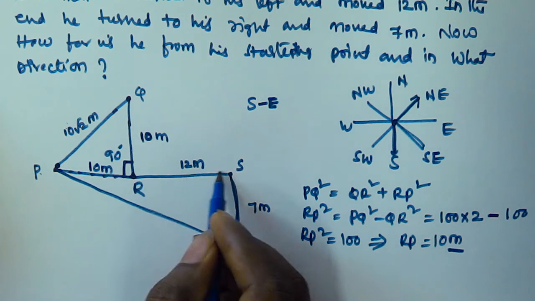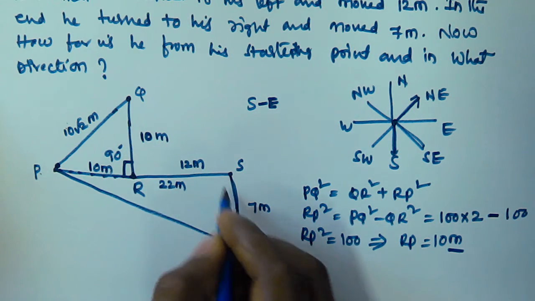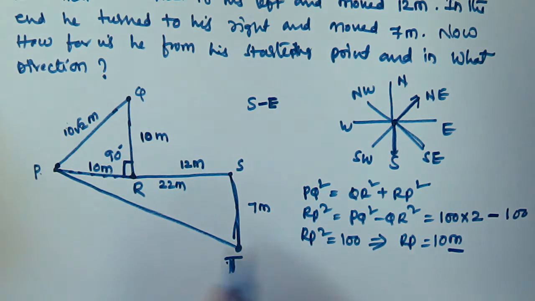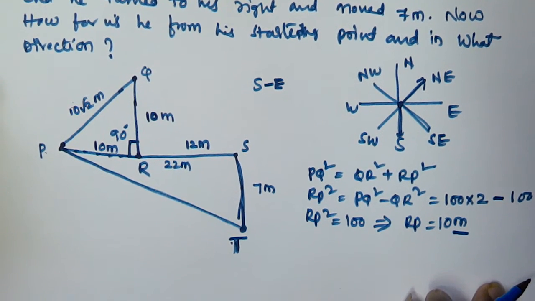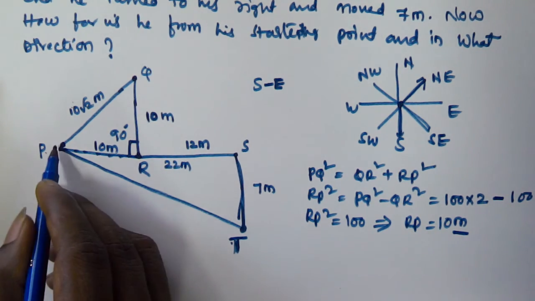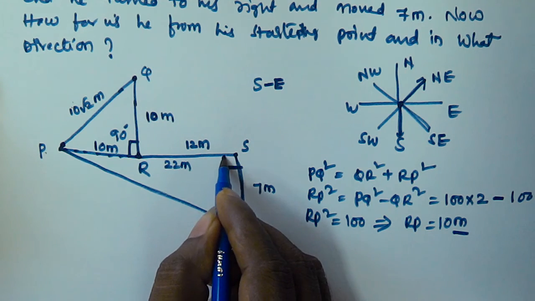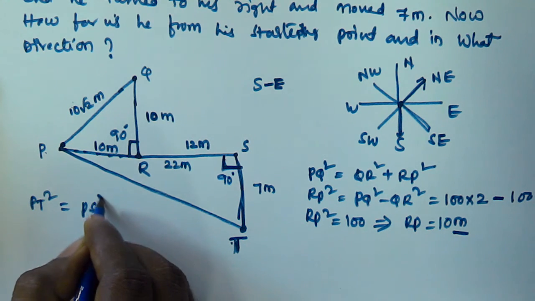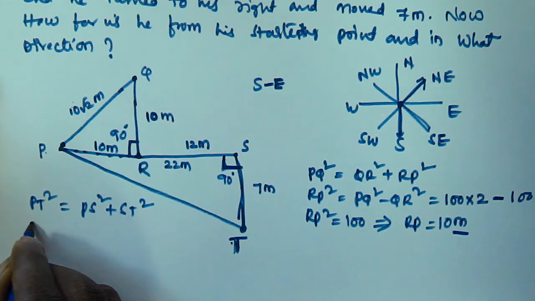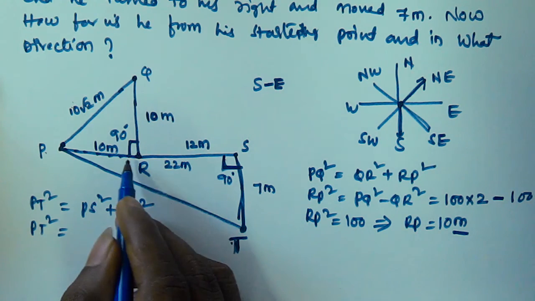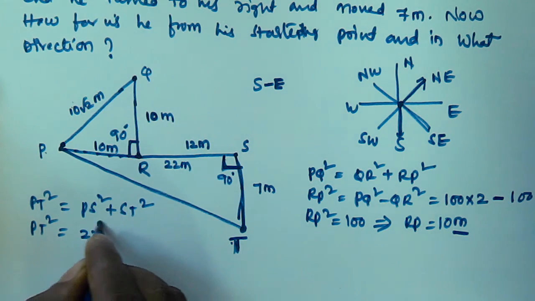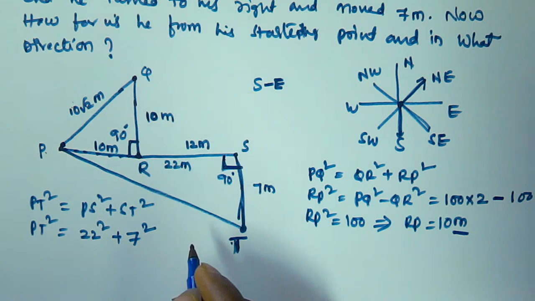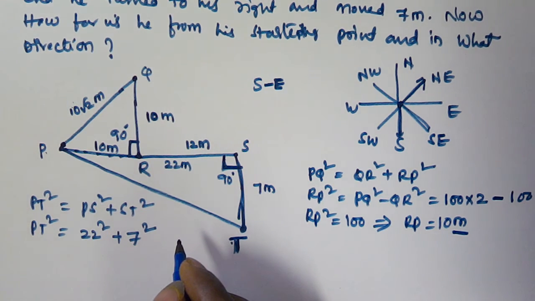The total distance of this one is 22 meters, and this distance is 7 meters. So what is the distance of PT? Again this is a right angle triangle, making 90 degrees at S. So PT square is equal to PS square plus ST square. PS is 22 meters, so 22 square plus ST, which is 7 square. So PT square is equal to 22 square plus 7 square.